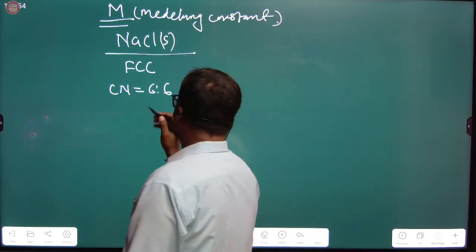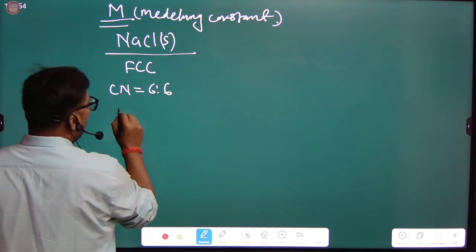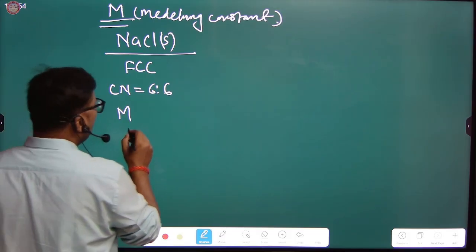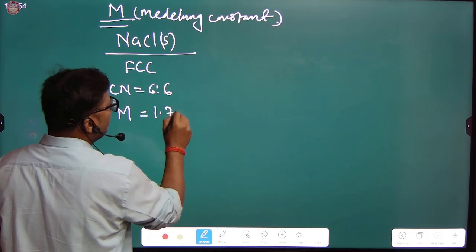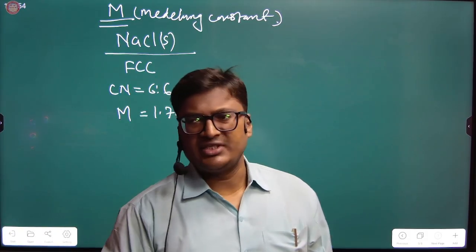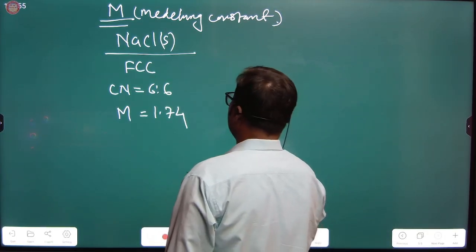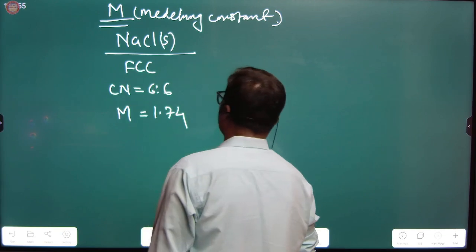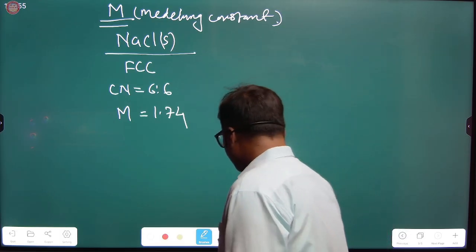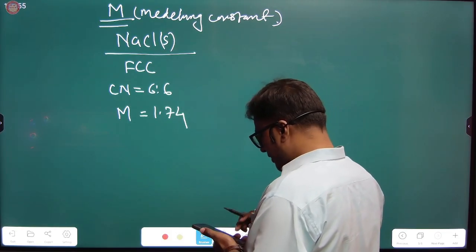In this case, the Madelung constant was experimentally determined as M equal to 1.74. The Madelung constant is a dimensionless quantity. It has no unit actually. So this is the Madelung constant for sodium chloride. Similarly, we have collected various data for Madelung constant.